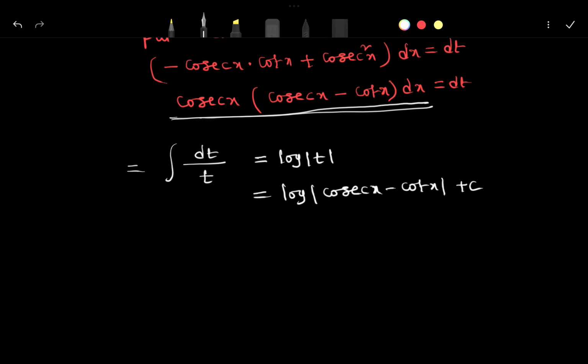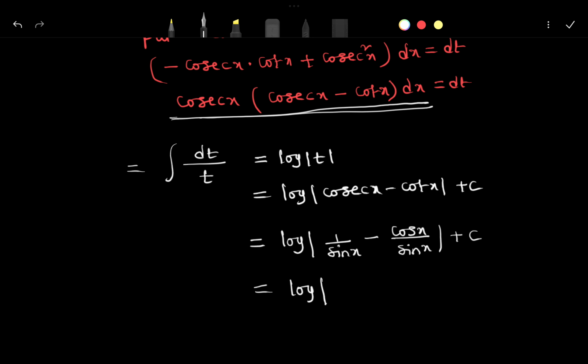And next, the same thing you can write: if you convert cosecant and cot in terms of sine and cos, this will be log of 1 by sin x minus cos x by sin x. Now here you see, what is the LCM of this value? Sin x. You can write this value as log of 1 minus cos x whole divided by sin x. So I hope everyone is clear on this one.